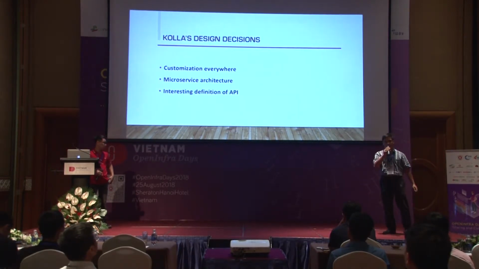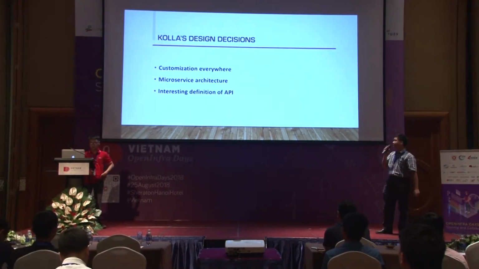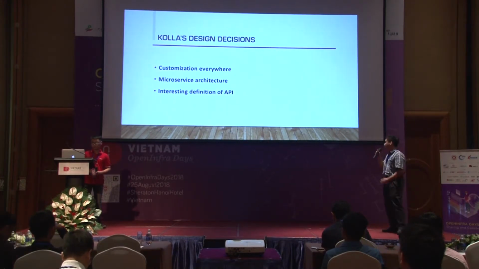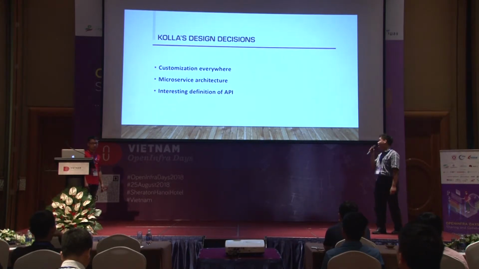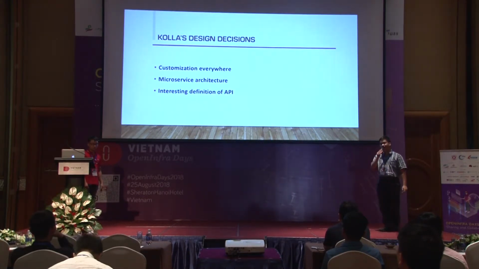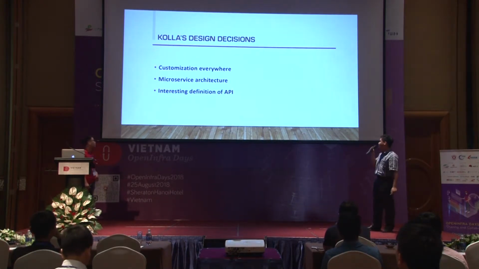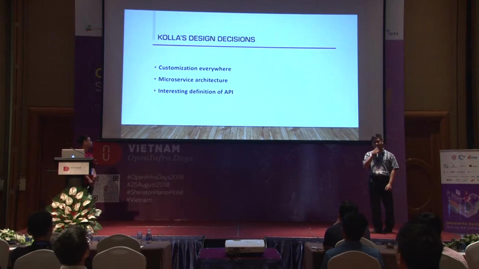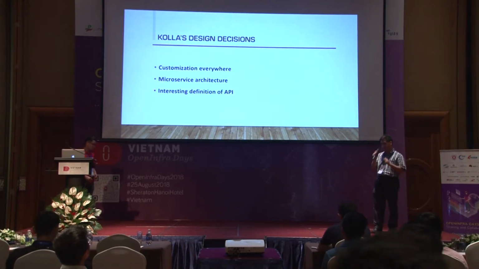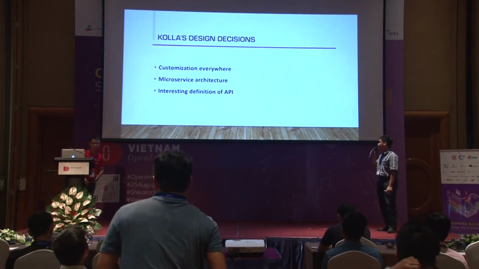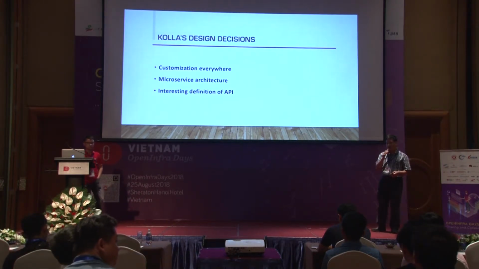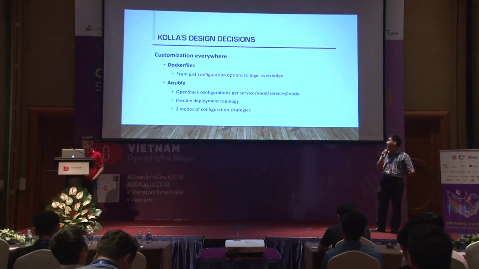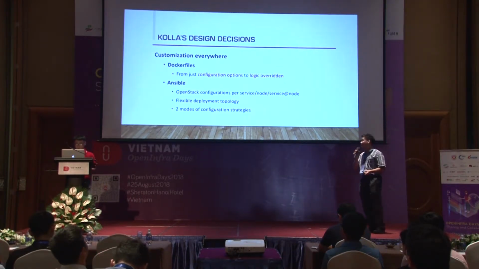Today I want to bring three Kolla design decisions. The first one is that customization is everywhere. You can see a little of it in the previous two or three slides. The second one is that it has a microservice architecture. And the last one is the interesting definition of API. It is the idea of the first PTL of Kolla. I will come to the first one.